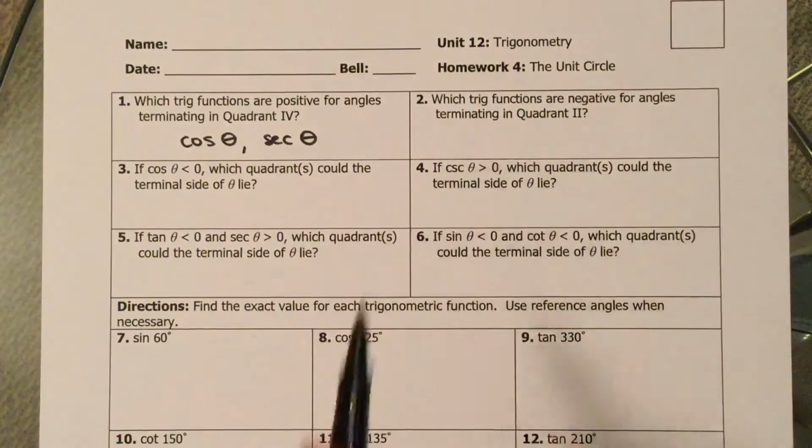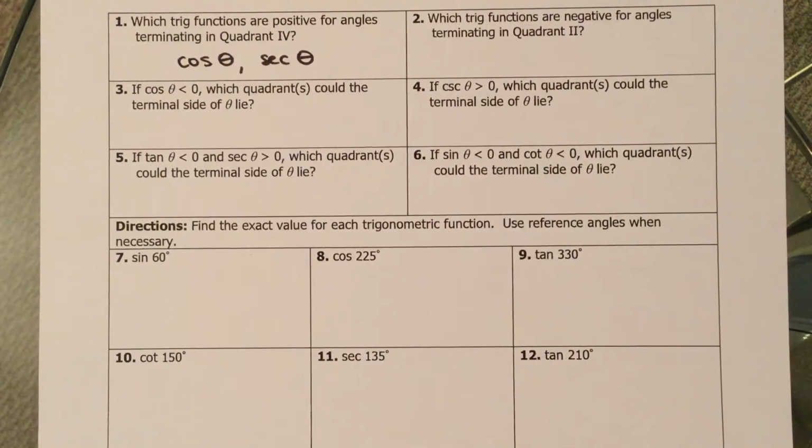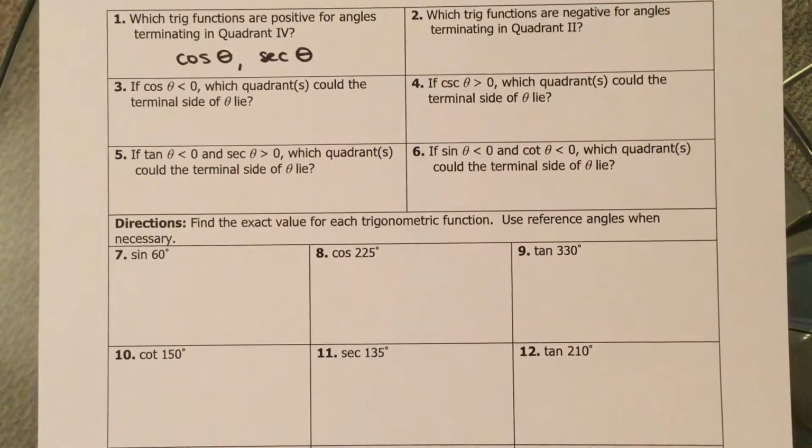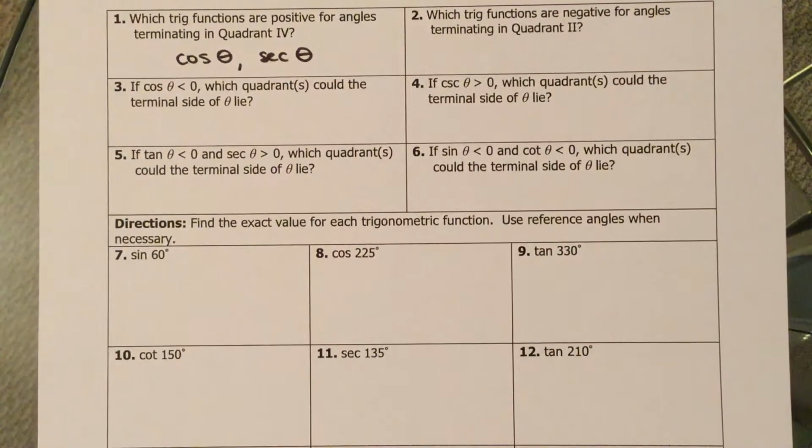Okay, so a couple more of those just like that. So now these, we are using some reference angles to find these values right here. So I'm just going to pick a couple of these to do. So there's a 3-step process of using reference angles to find trig functions. So this doesn't need a reference angle, so let's pick a couple that do. We'll do 8 and 9.